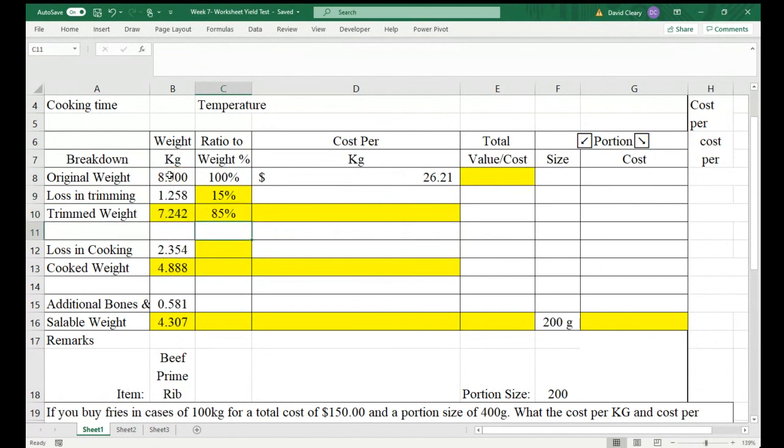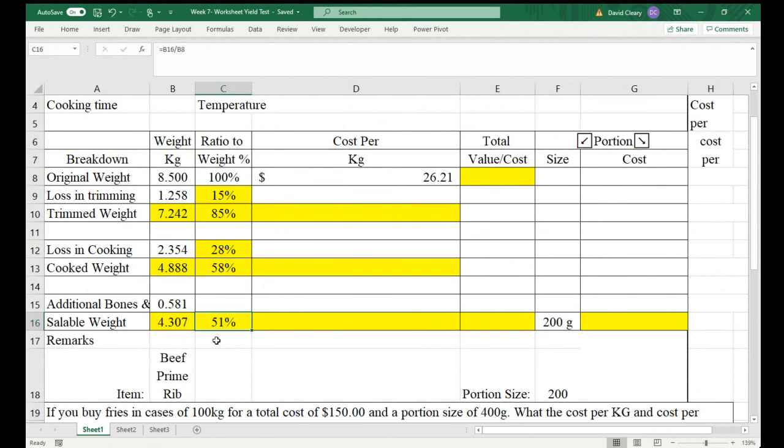So this means that we lost 15% of our prime rib in trimming it, and now that it's been trimmed, it weighs 85%. It also means that we lost 28% in cooking it, and that once our prime rib has come out of the oven, it weighs 58% of the original weight. It also means that now that we've taken out the additional bones and trim, the total sellable weight, or the actual yield of our prime rib, is only 51%. So we take the 4.307, divide by the original weight, and the yield is 51%.